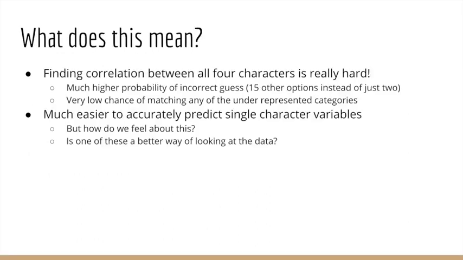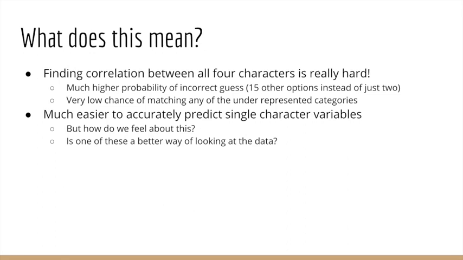So what does this mean? Finding correlation between all 4 characters is super, super hard. You have a way higher probability of an incorrect guess. There's a super low chance of matching to any of the underrepresented categories. It's way easier to predict single character variables as they are one-off. It's either one or another, and you can look at the data more closely.